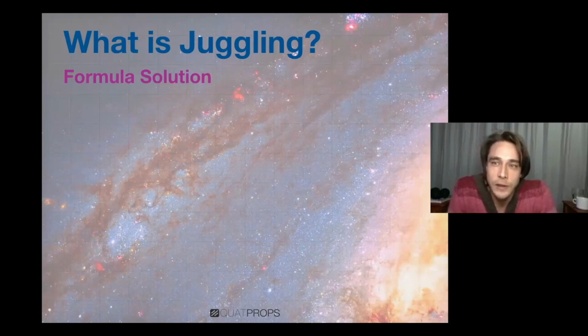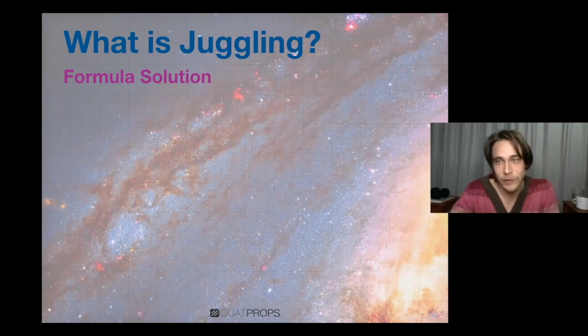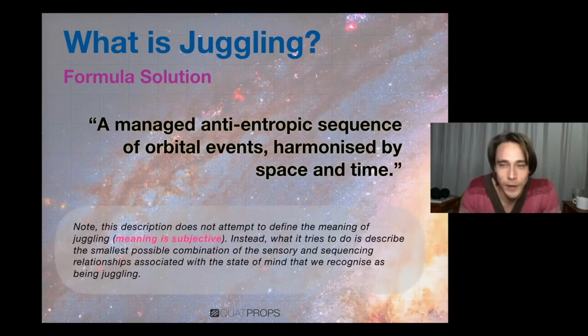It's the action that limits the accessibility of juggling, whereas the relationship is universal. So I'm going to introduce to you this formula solution right now. It's going to appear confusing the first time you've seen it. If you haven't read the book yet, and this is the first time you've seen it, it's going to look confusing. The definition, or I like to call it a formula, is a managed anti-entropic sequence of orbital events harmonized by space and time. Or really, it's harmonized by space-time, but that terminology, I think, intimidates people more. So I say space and time.